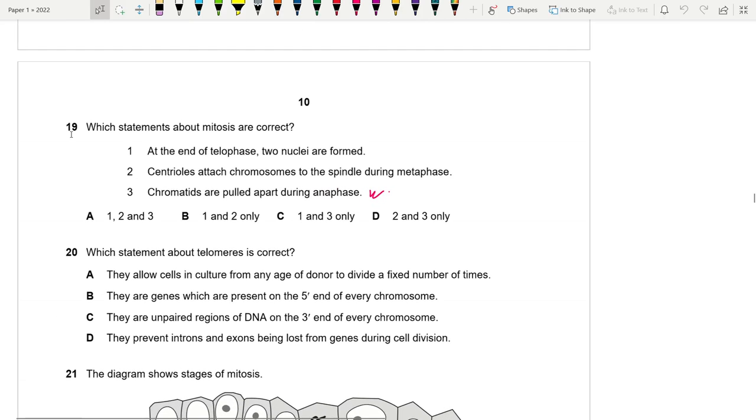So 19: at the end of telophase, two nuclei form. This is correct. Centrioles attach chromosomes to the spindle during metaphase. This is wrong. 19 is C. Check this.